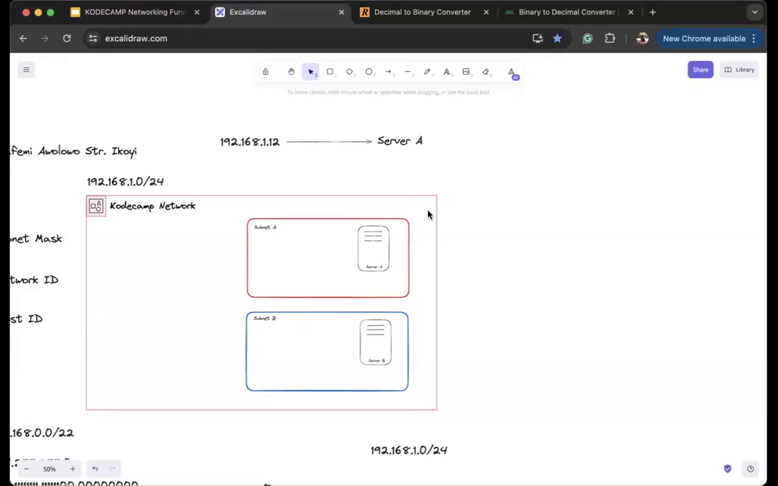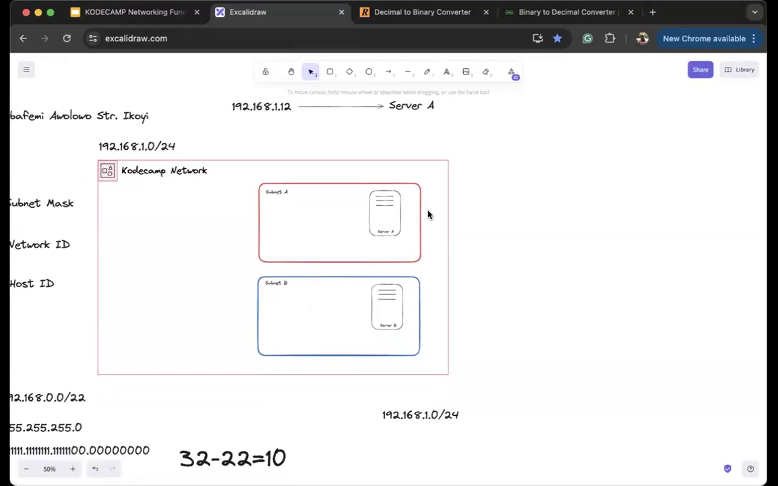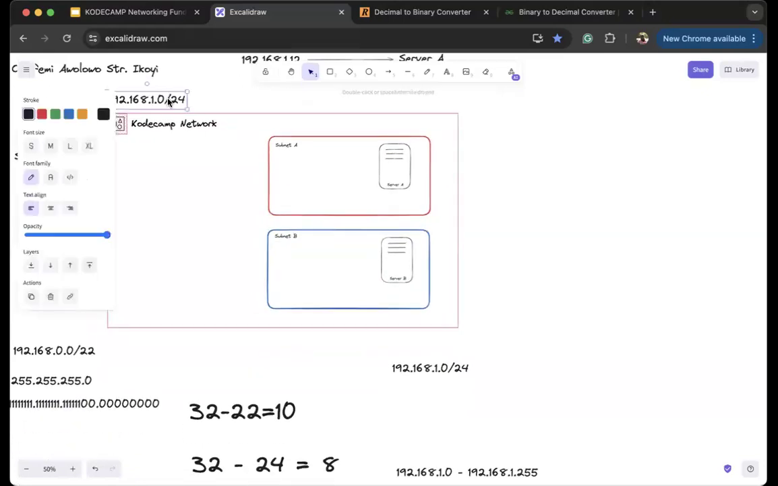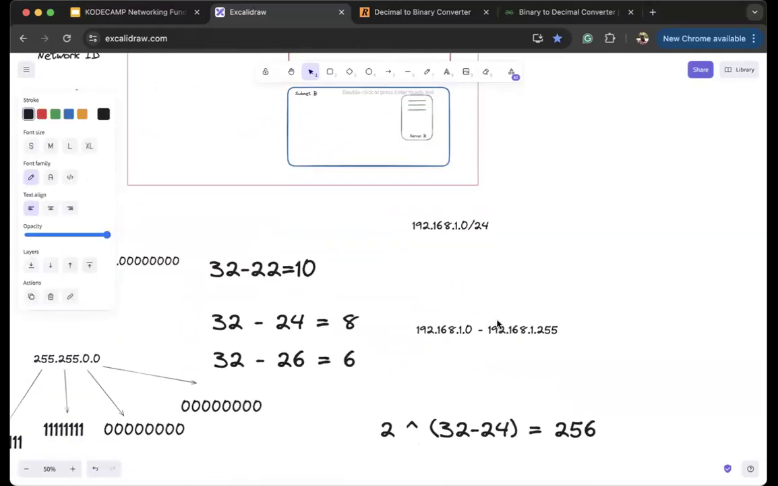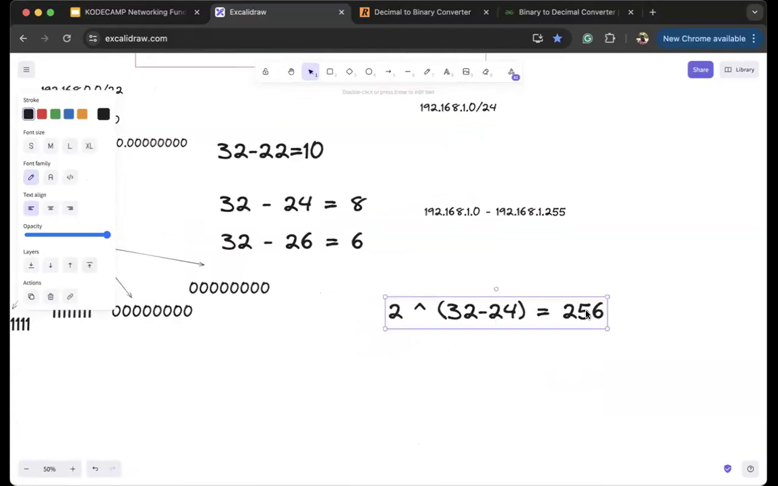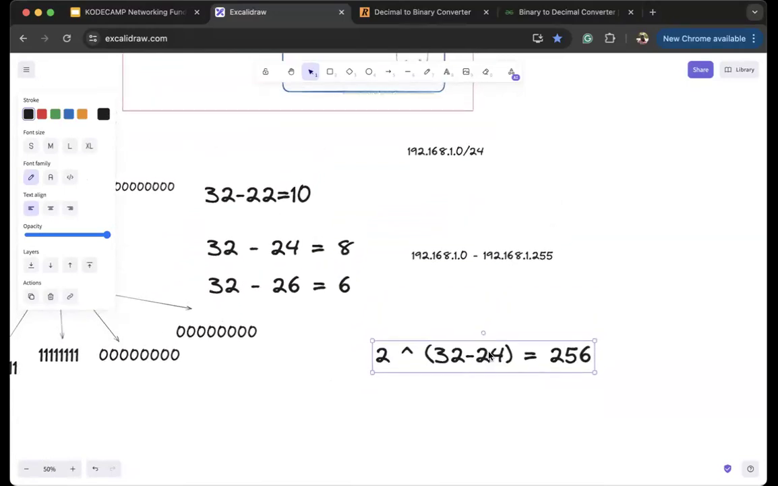192.168.0.0 slash 24 gives us 256 possible hosts. But we want to break this down into a network now. So we want to break it into sort of 6 hosts.